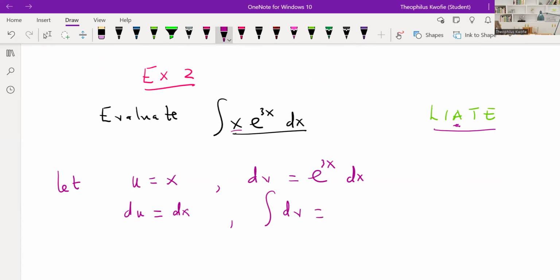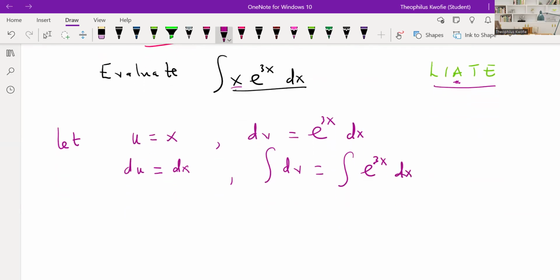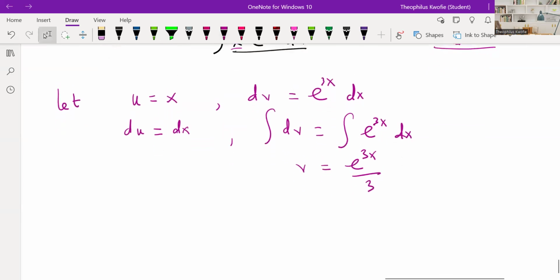Remember, we said that dv has to be integrable. So we take the integral of that. The integral of 1, we get v. The integral of the exponential function, we maintain that and divide it by the coefficient of x, and that is 3. And by using our formula, remember our formula is the integral of u dv equal to uv minus v du.